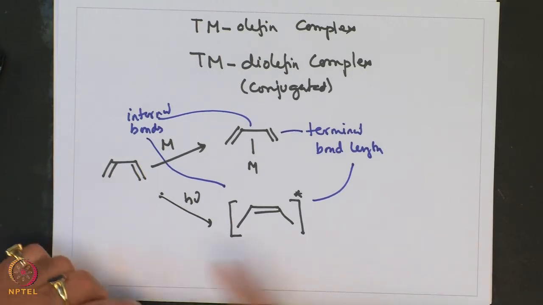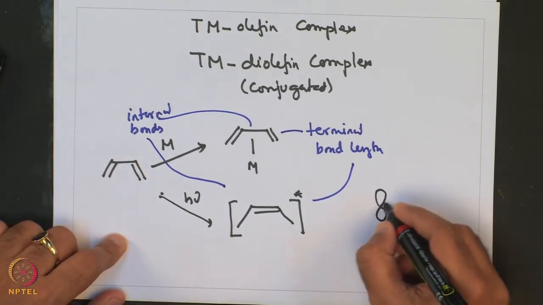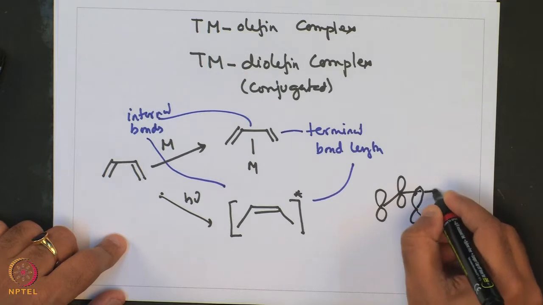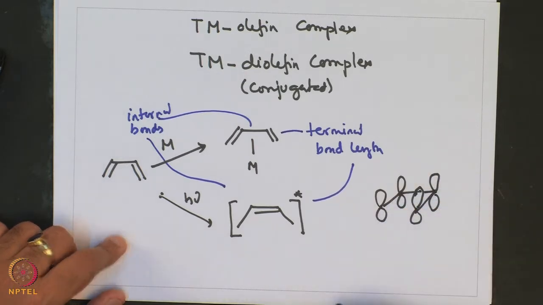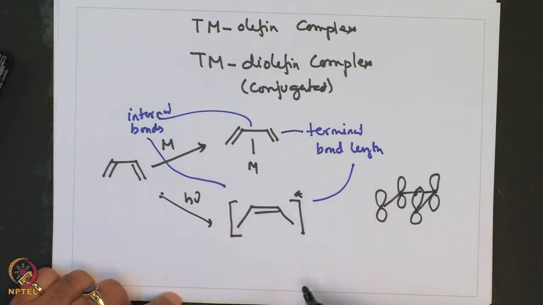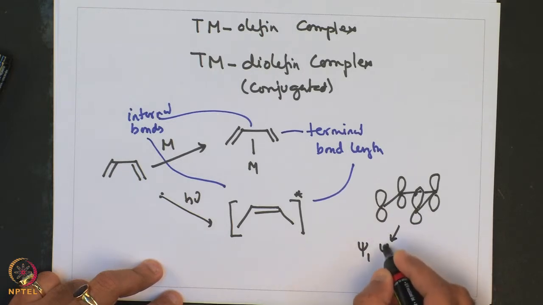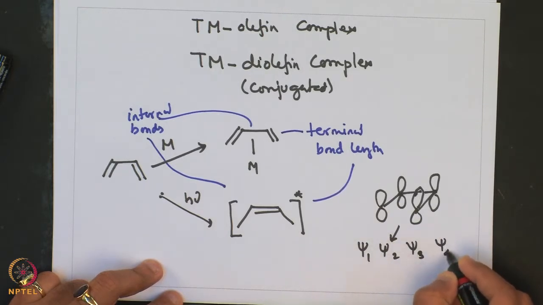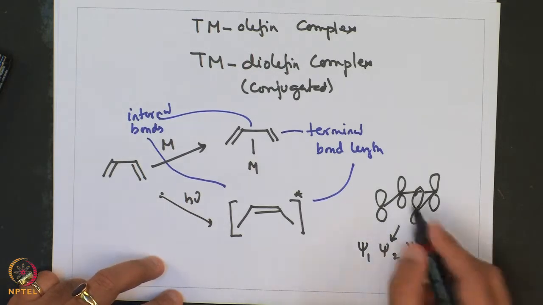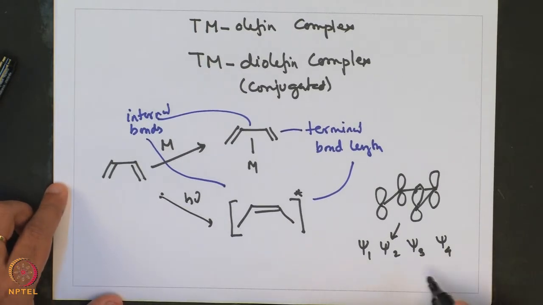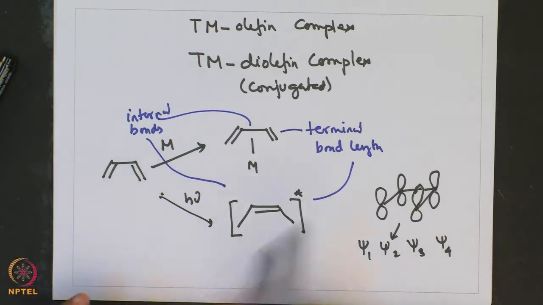All of these could be explained by the p type orbitals of butadiene, which are responsible for the various kinds of molecular orbitals. We had seen that these give rise to psi 1, psi 2, psi 3 and psi 4, depending on the number of nodes that they form after linear combination, and that the population of one or the depopulation of another would explain this change in the internal as well as terminal bond length.